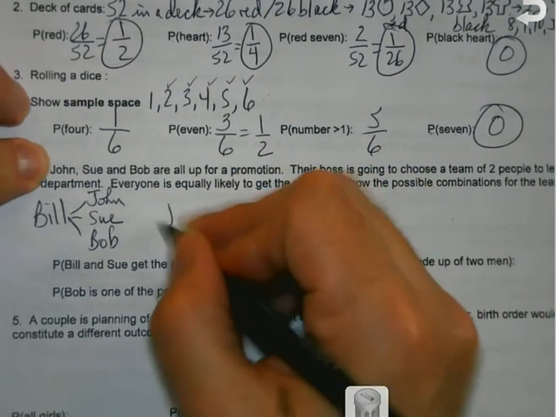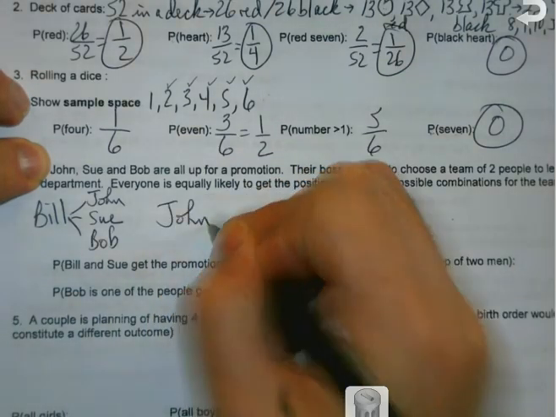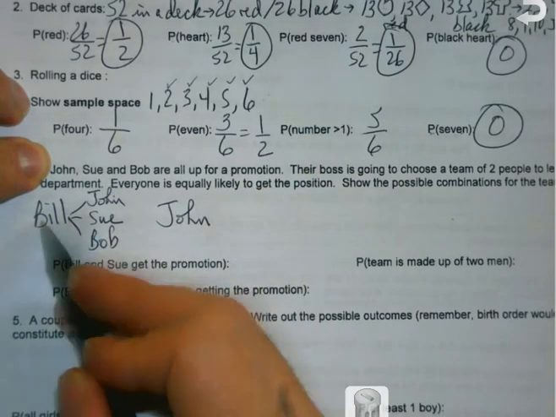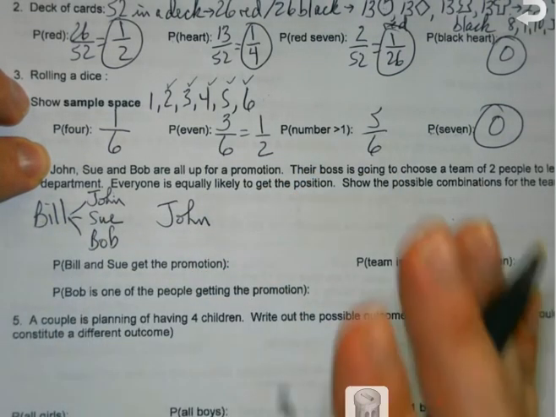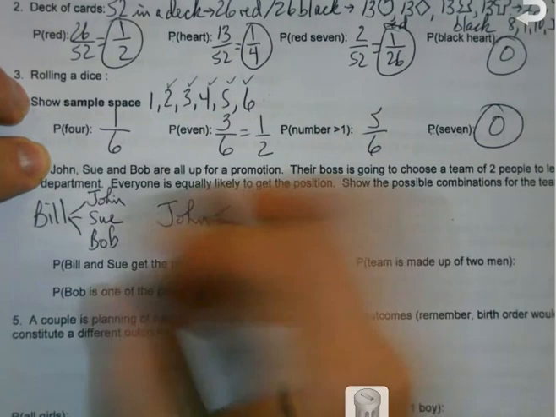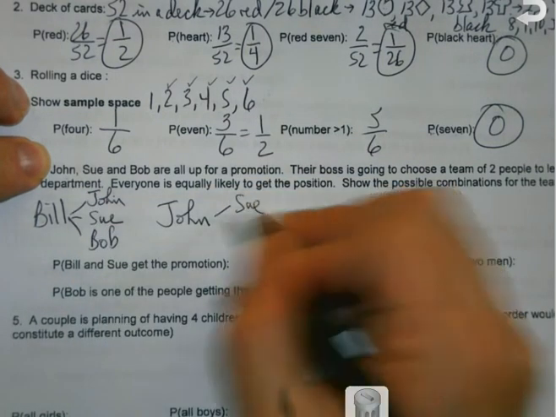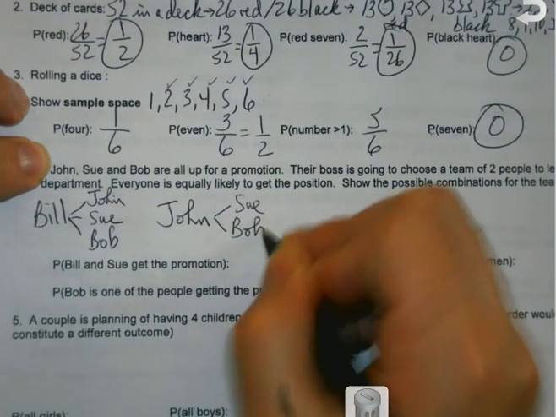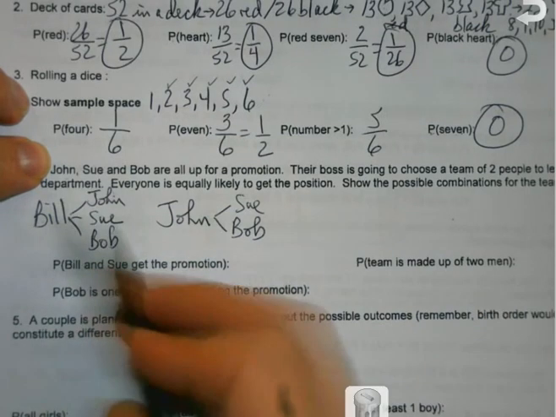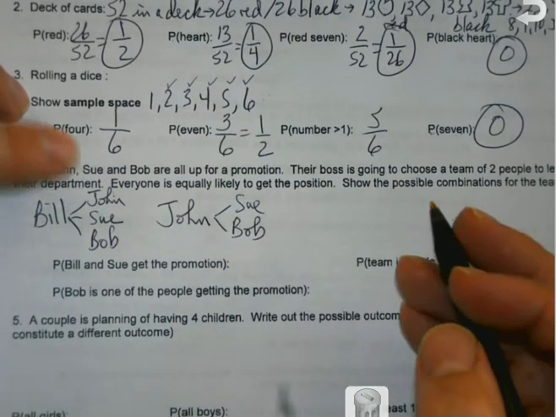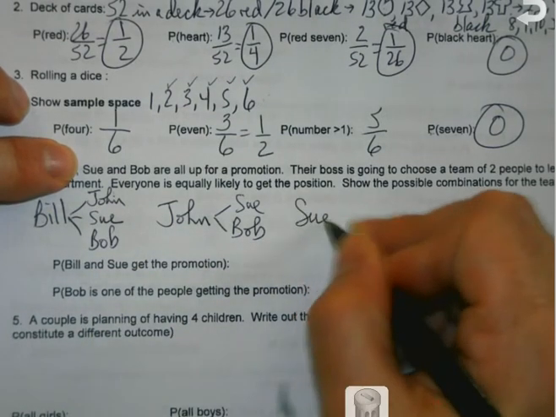Who's next? John's here. Now remember, John already teamed with Bill. John and Bill, Bill and John, same thing. But we haven't paired up John with Sue or Bob yet. Okay, I don't see any repeats so far in the people I have, so I just keep moving down the list.